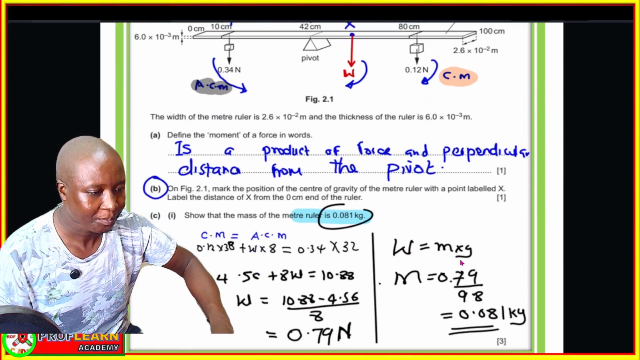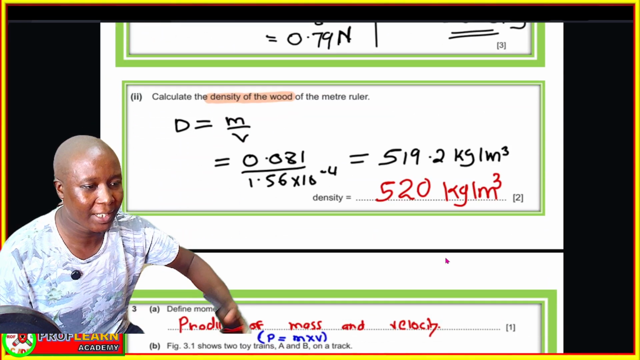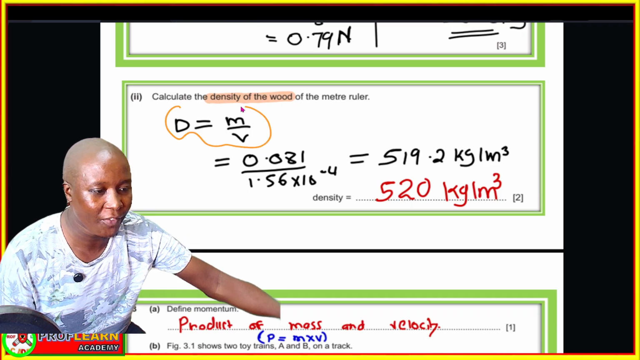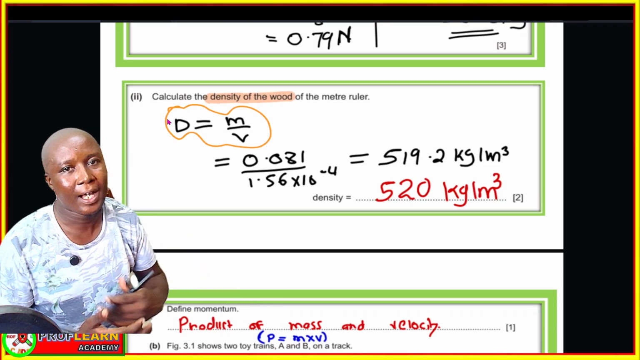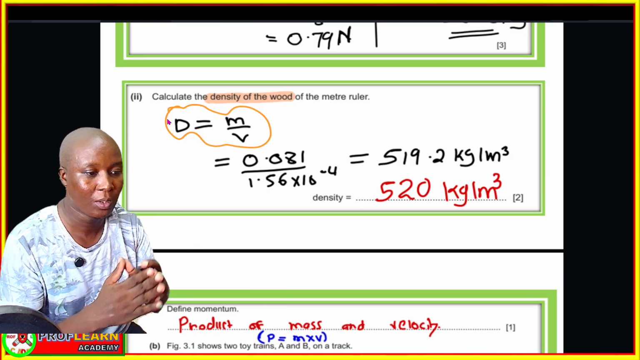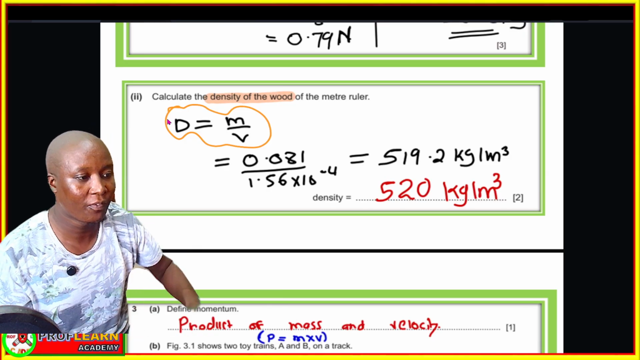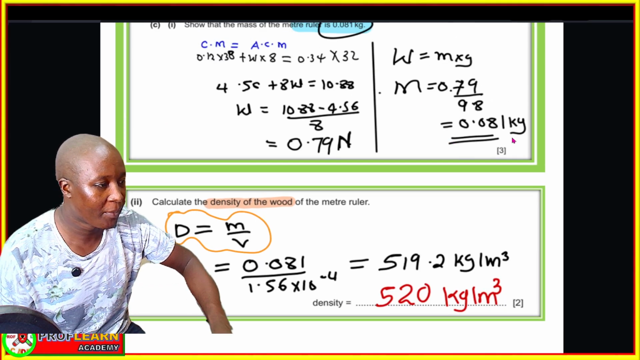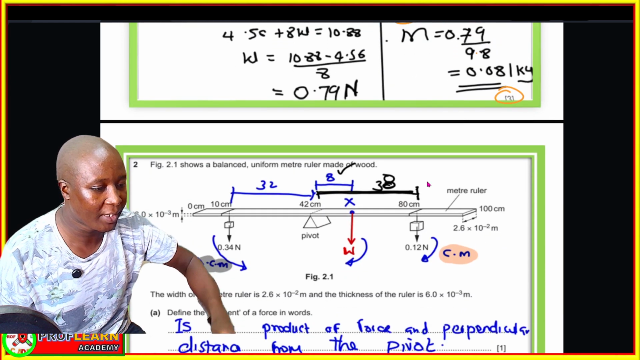Then after working out that, students were asked to find density. We are very sure there will be a question on density. You'll be asked a question on density. What you need to remember is that density is equal to mass over volume. We have gotten the mass from this part. The mass is 0.081, and the volume. How will we find the volume?